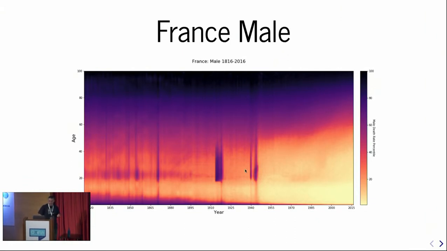The other thing you find here is that you have this plot, and then you have this blot of black. And these are the two world wars. You see how many people between 18 and 40 years old were dying in France at that point. So here you see what happened in France in the First World War.